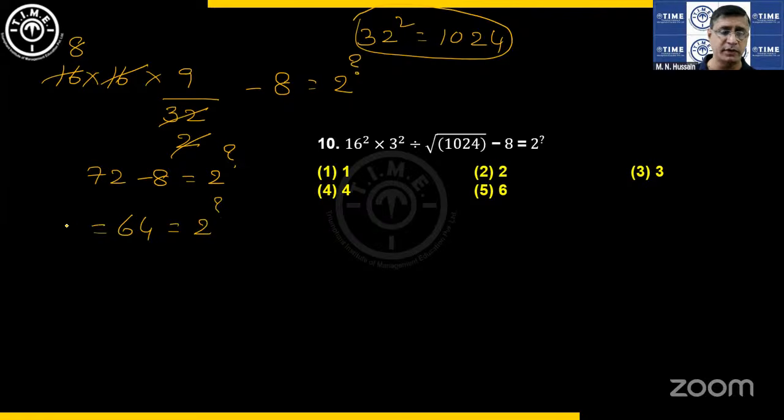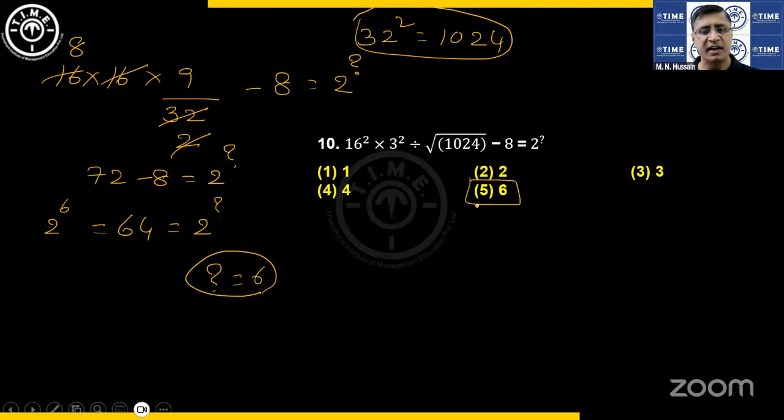Now what is the value of the question mark? Here 64 is equal to 2 power 6. 2 power 6 is equal to 2 power question mark. Bases are same. We can equate the powers. So question mark is equal to 6. Answer choice 5. The fifth choice is the right option.